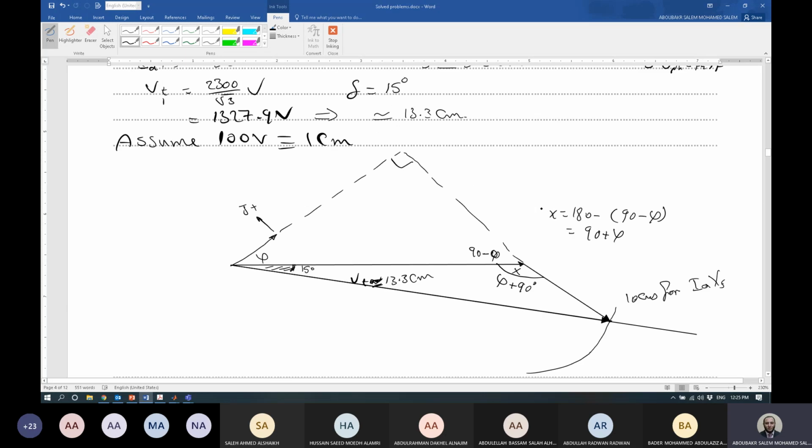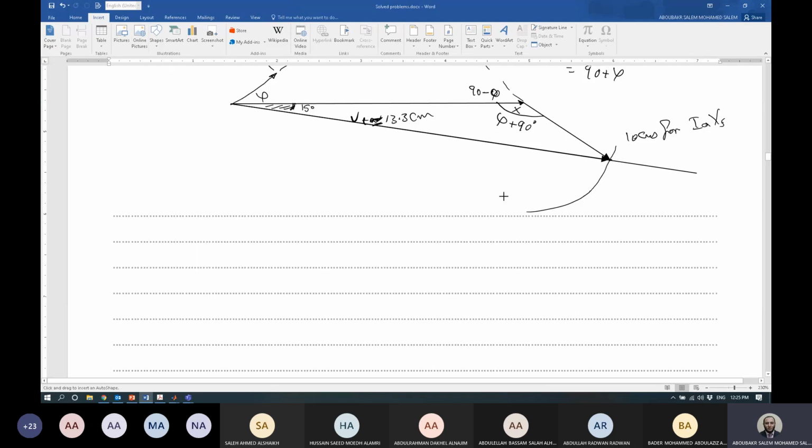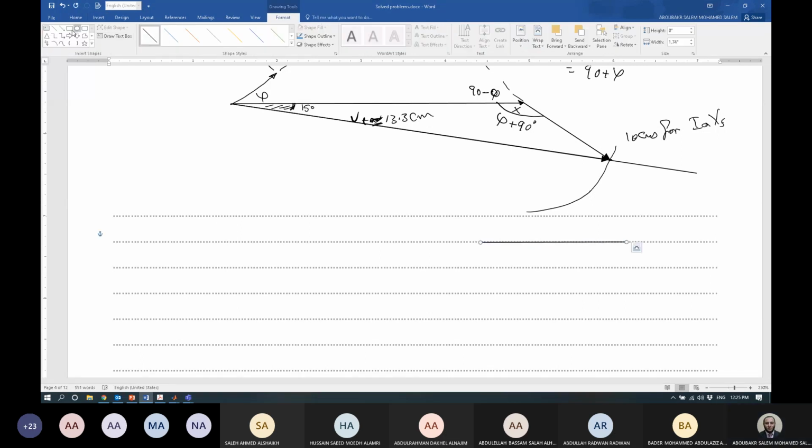So this is the graphical solution, guys. This is now our graphical solution. Can we use another way based on the triangle analysis? You know, for any triangle, guys, let me first draw the triangle in order to get the relations.